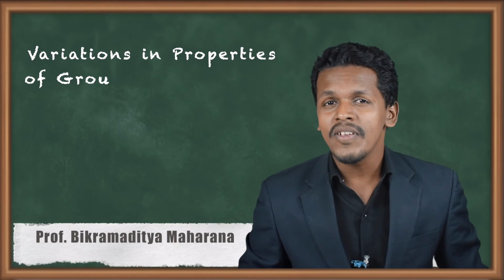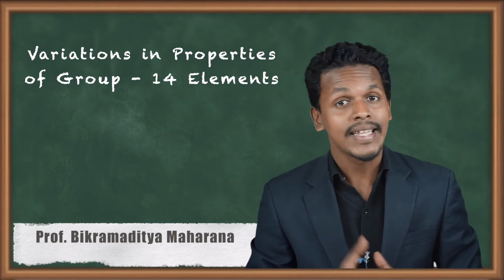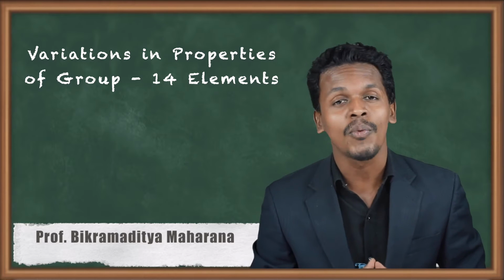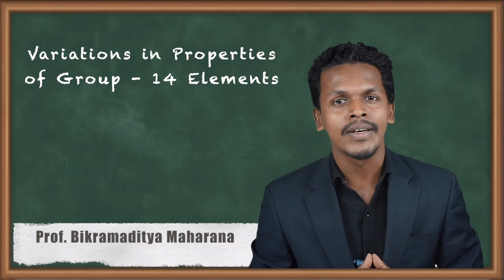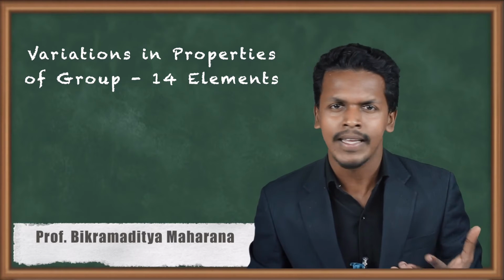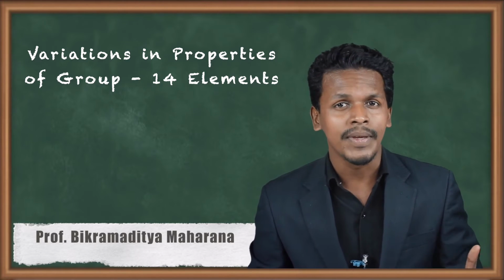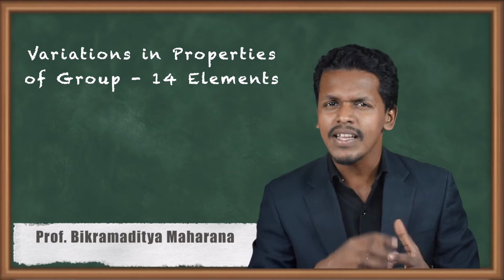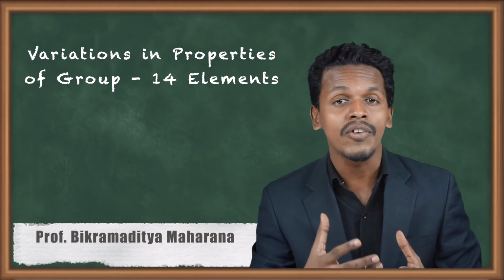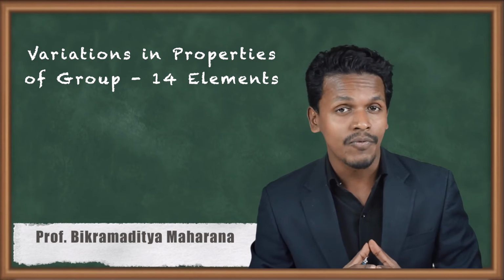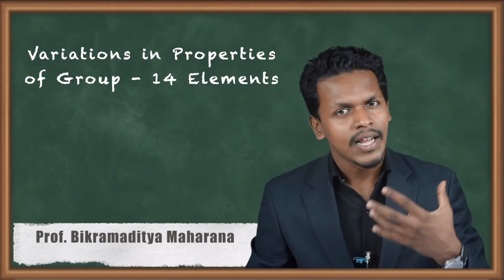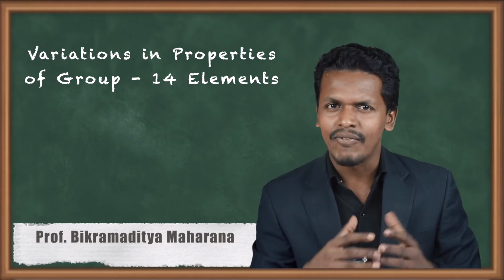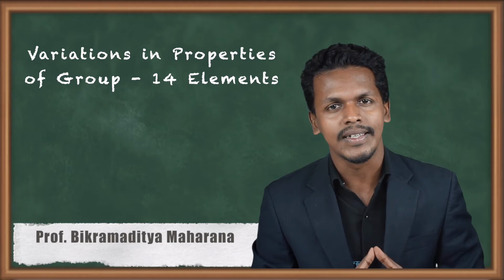Hello friends, in the previous lecture we talked about the group 14 elements. Now we are going to talk about the different kinds of properties of group 14 elements. In this topic we are going to cover properties like atomic size, ionization enthalpy, oxidation state, and electronegativity. These are the periodic trends that we can observe in group 14 elements. So what are those, how can we deduce them, and where do the properties change in group 14? Let us talk about that.